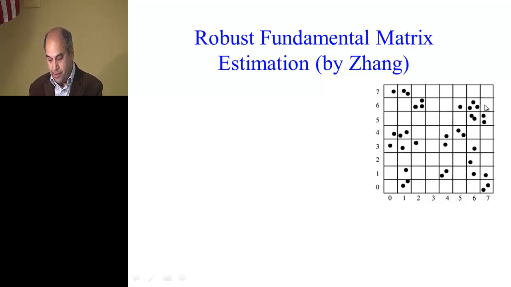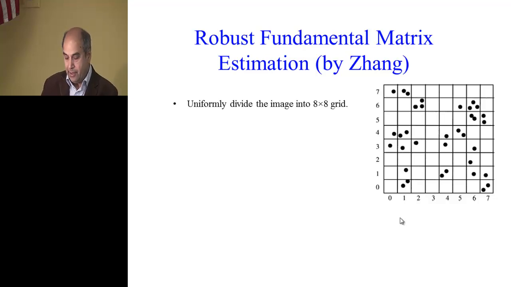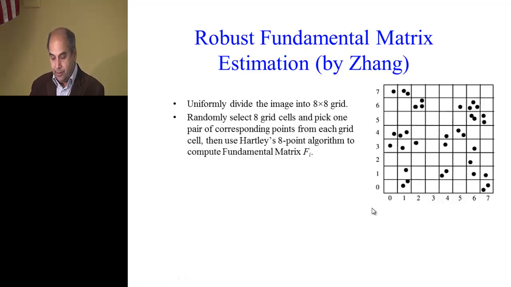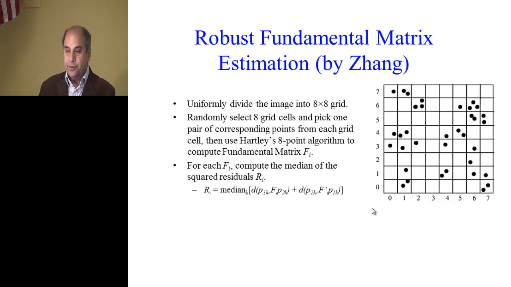Okay? So suppose these are the points. What Zhang does is take an image and divide it into an 8x8 grid like this. Then randomly select 8 grid cells and pick 1 point from each cell. So you get 8 points. You apply Hartley's algorithm, the previous one, on those 8 points, and estimate the fundamental matrix using that. Then you randomly select other 8 cells, get 1 point from each cell, apply the 8-point algorithm by Hartley and compute the fundamental matrix. And you keep doing that. That's what RANSAC is doing.